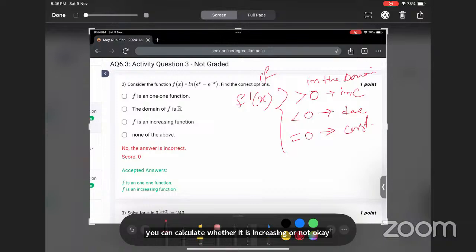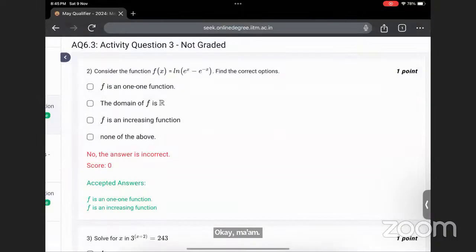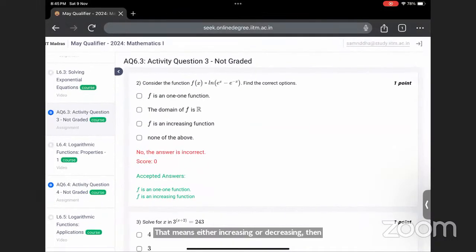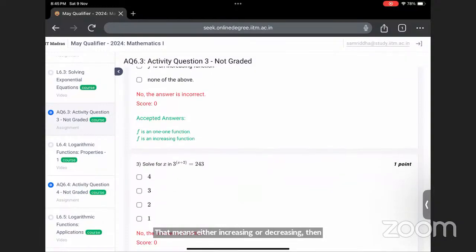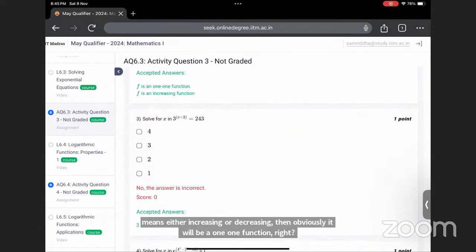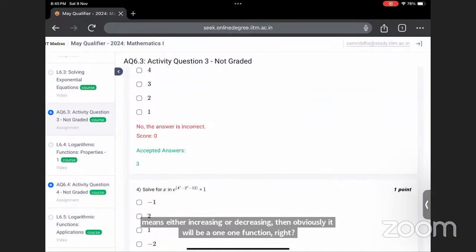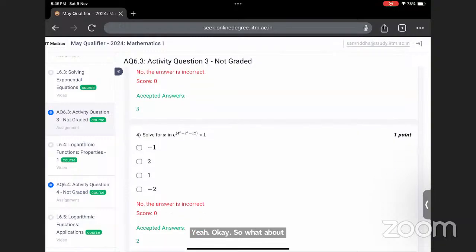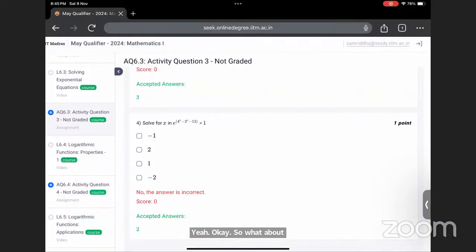Okay, ma'am. Yeah. And if a function is monotonic, that means either increasing or decreasing, then obviously it will be one function, right? Yes, ma'am. Okay. So what about the fourth question, ma'am? So what is the problem in the fourth question?